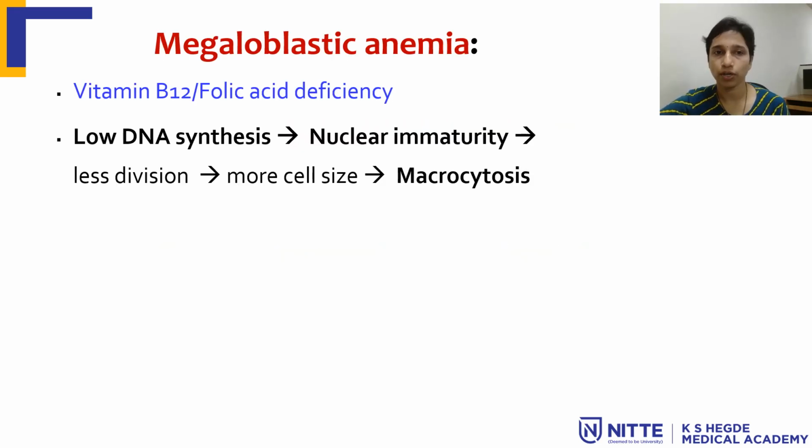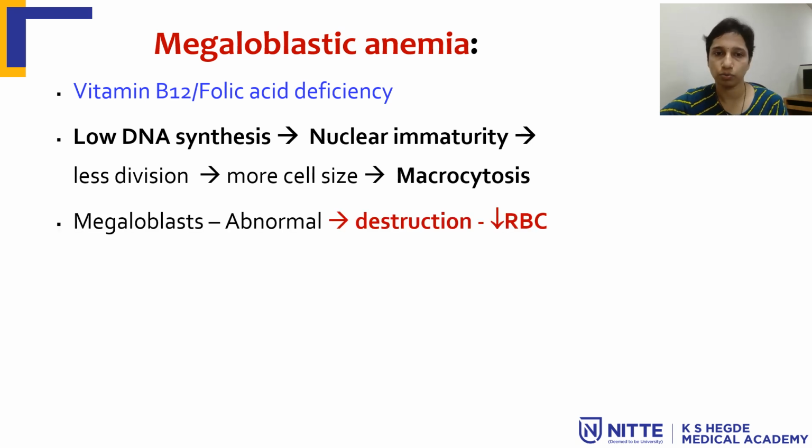So what exactly happens in megaloblastic anemia? The main defect is a defect in DNA synthesis. There is decreased maturation of DNA leading to nuclear immaturity. That leads to less cell division, causing an increase in the cell size, that is macrocytosis. So why will this lead to anemia? These megaloblasts are considered abnormal. They undergo destruction in the bone marrow, which is called ineffective erythropoiesis.